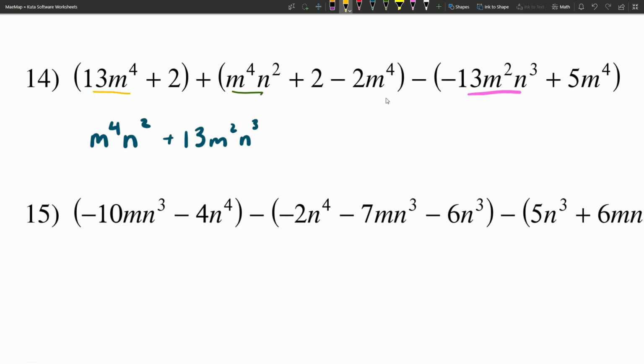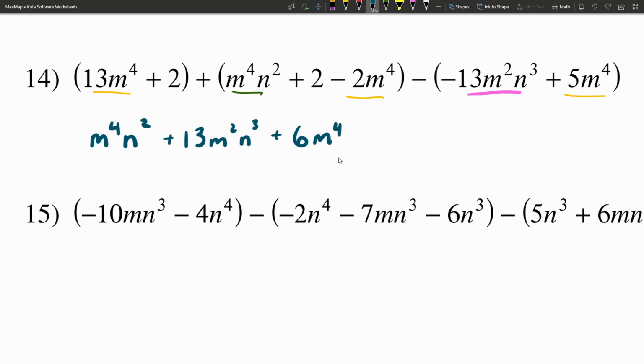Next, we have a degree of 4 with m. So we have a 13m to the 4th, a negative 2m to the 4th, and a positive 5m to the 4th. So we're going to combine those together. This 13m to the 4th is added to this negative 2m to the 4th, and I'm going to call it a negative since it is subtracted within that polynomial. So 13 minus 2 is going to result in 11. So right now we have 11m to the 4th. And we're subtracting a positive 5m to the 4th. So subtracting 5m to the 4th from that 11m to the 4th is going to result in 6m to the 4th. So then we'll add a positive 6m to the 4th.